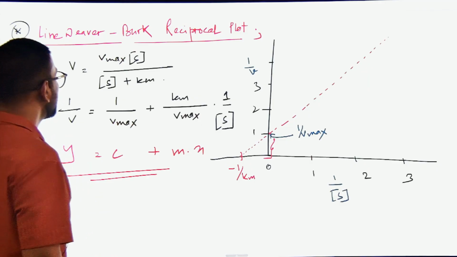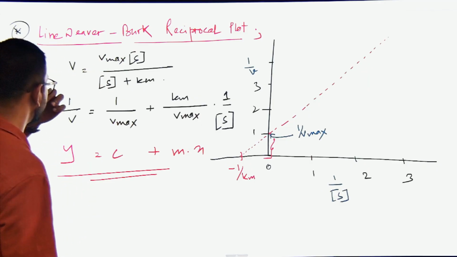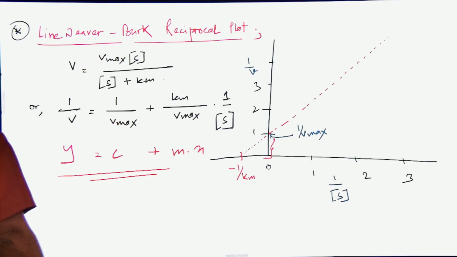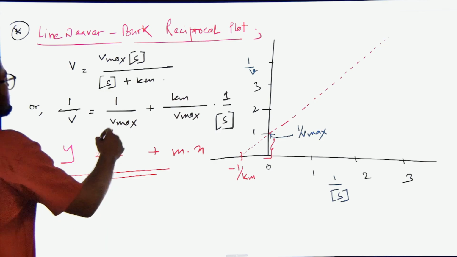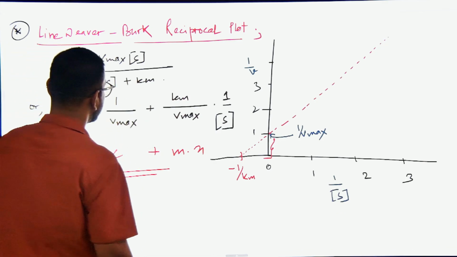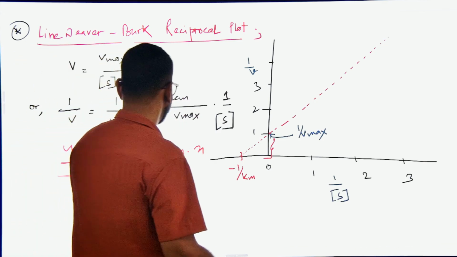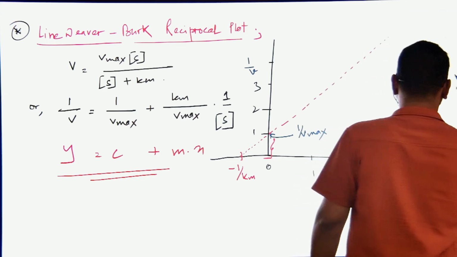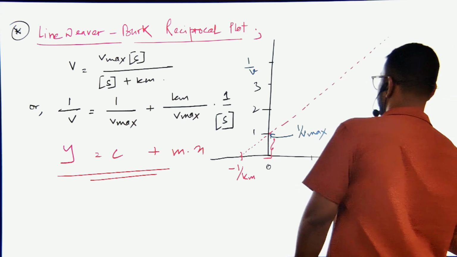So V equals Vmax times substrate over S plus Km. Now the reciprocal plotting is 1 by V, which leaves us with 1 by Vmax plus Km by Vmax into 1 by S. You can also derive it if you wish to. This is pretty simple.